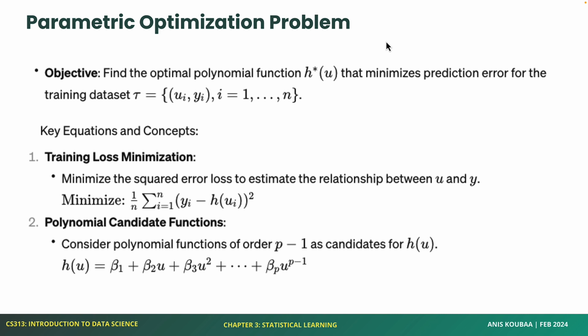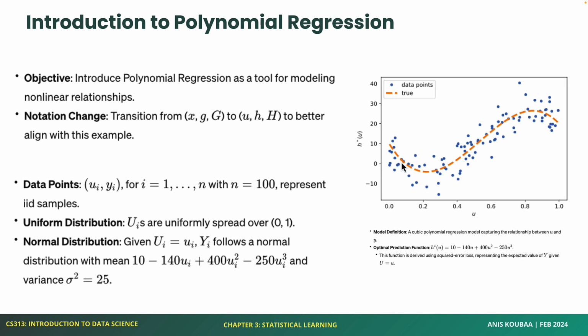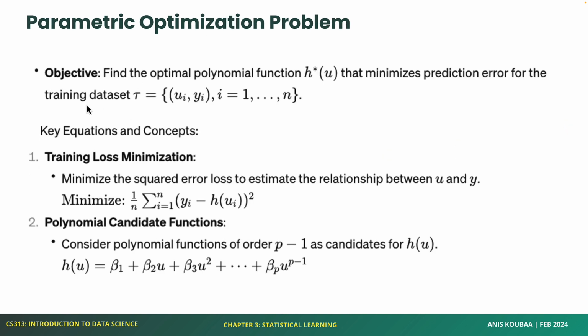And to formulate the parametric optimization problem of polynomial regression, we are going to consider that we want to find an optimal polynomial function, h star, for example, that is going to make the mapping, the relation between these points. So we want to find an optimal function, h star, based on a training data set.